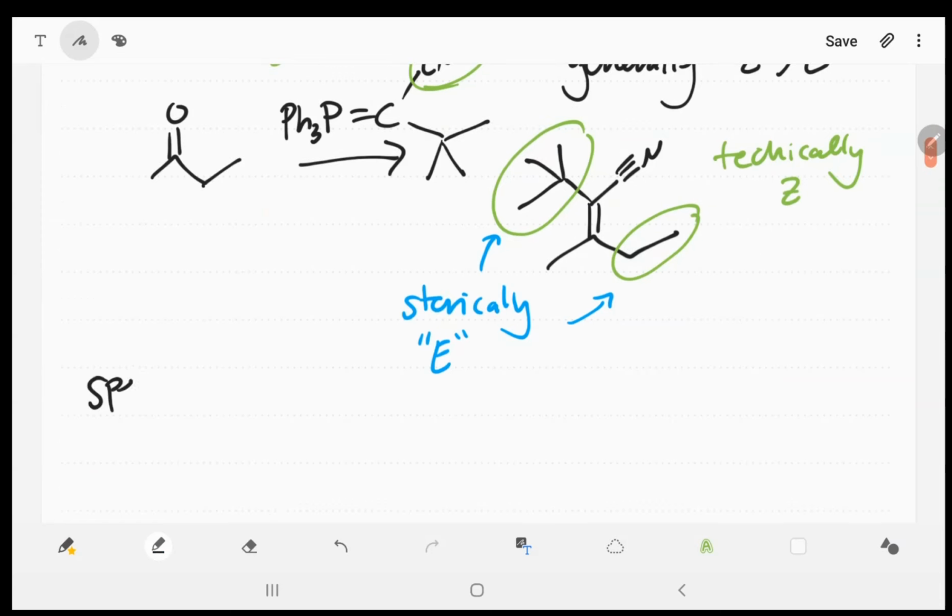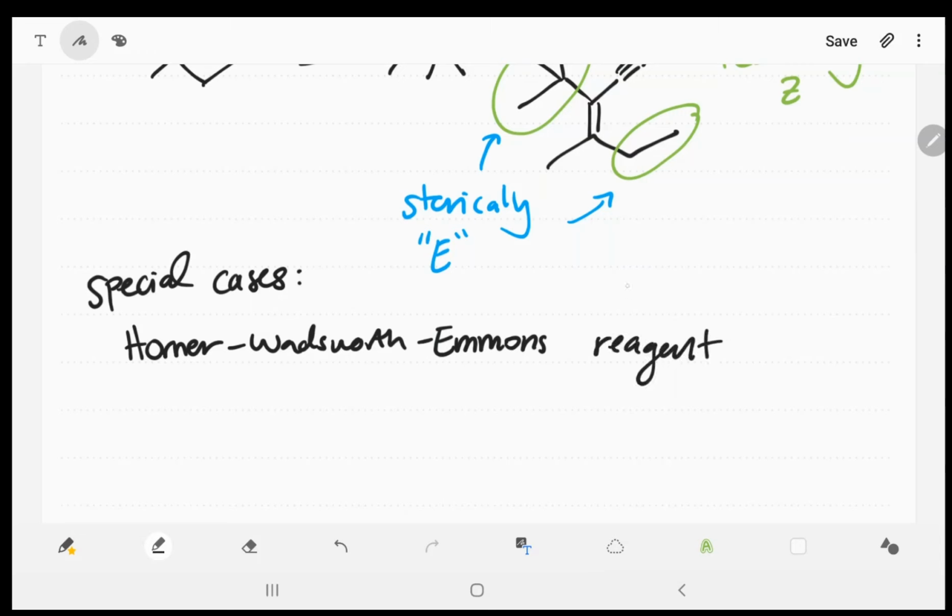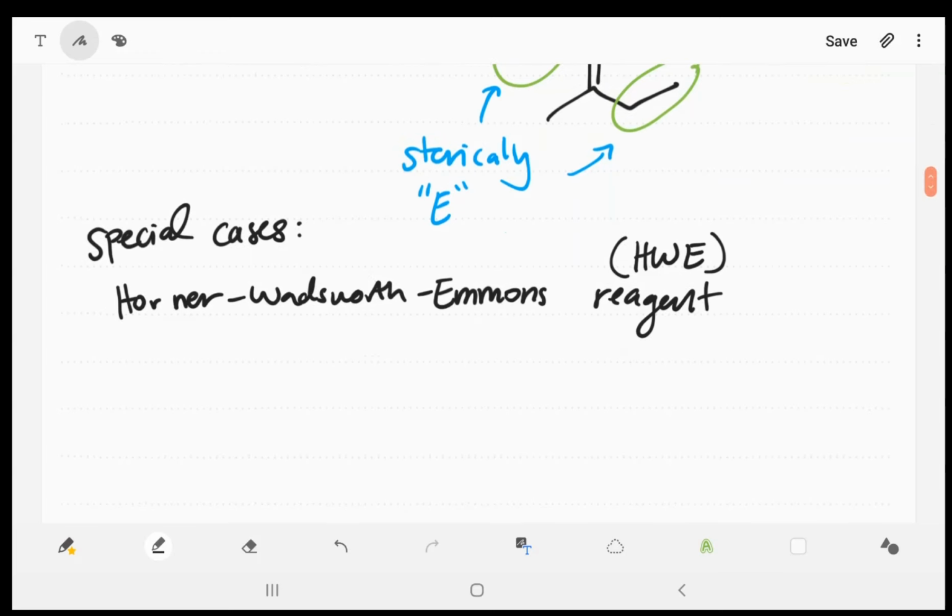Special cases. We have the Horner, Wadsworth, Emmons reagent. I might have totally spelled these all wrong. HWE. Horner, Wadsworth, Emmons. Again, I don't really care if you know the names, but I guess Chalmers does. HWE. This is a special case of a type of Wittig reagent.